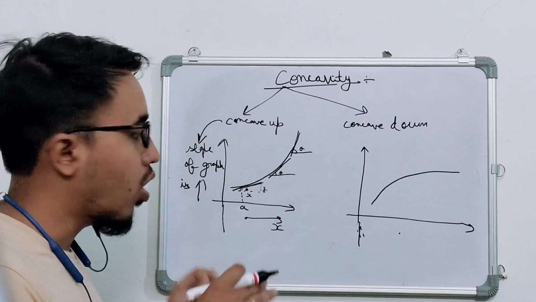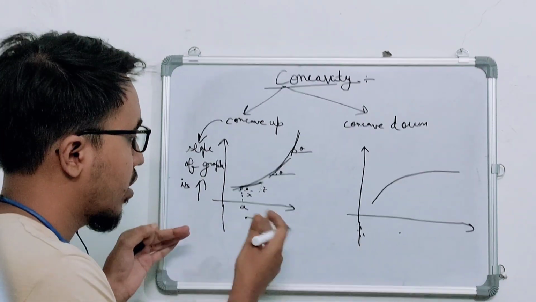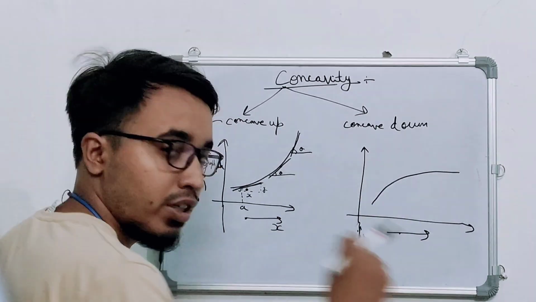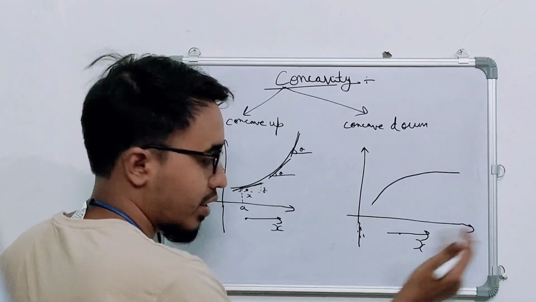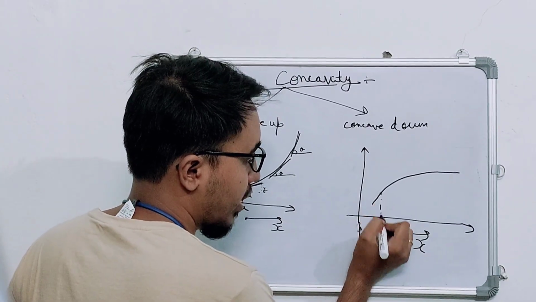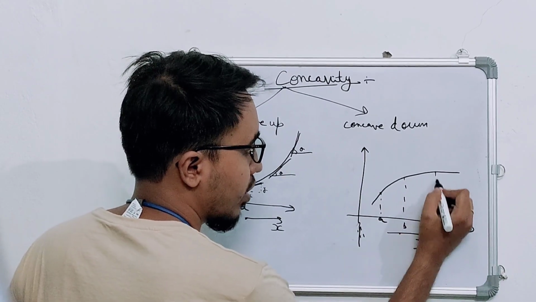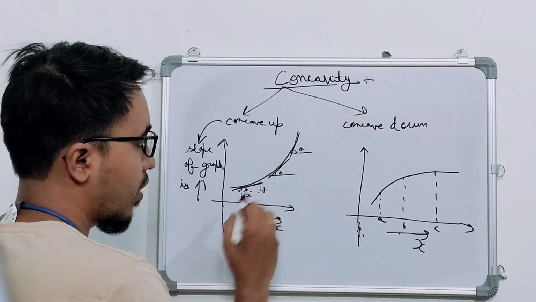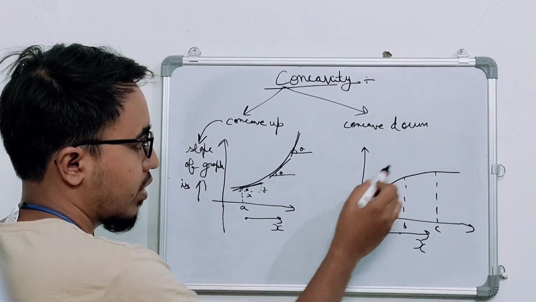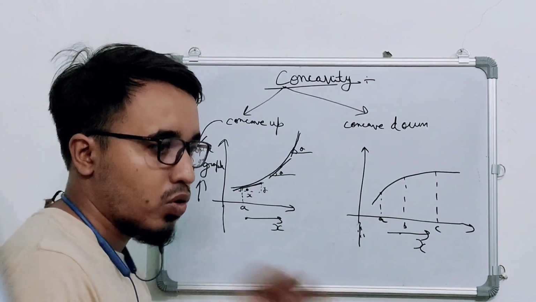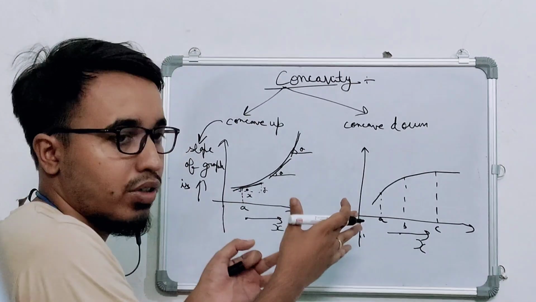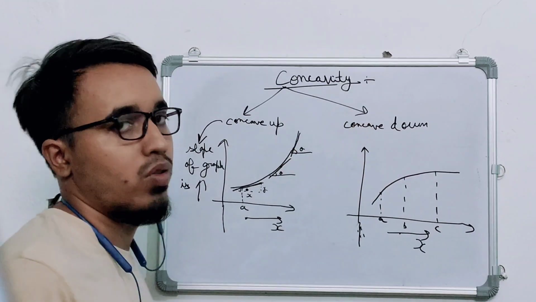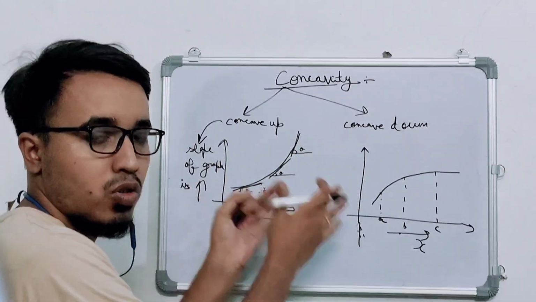And if we talk about its converse, then in this case the slope of the graph would be decreasing as we move towards the positive x-axis. This is the positive x-axis. Suppose this is point A, this is point B, this is point C. Both the functions are increasing. You can see here both the functions are increasing. The values on the y-axis are increasing with respect to x, but the slope of the increasing function decides whether the concavity is up or down. So the deciding factor is slope.